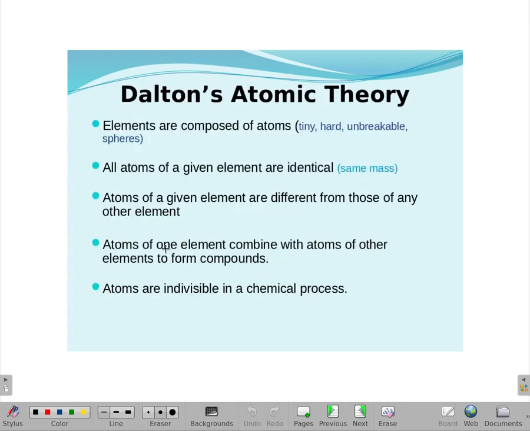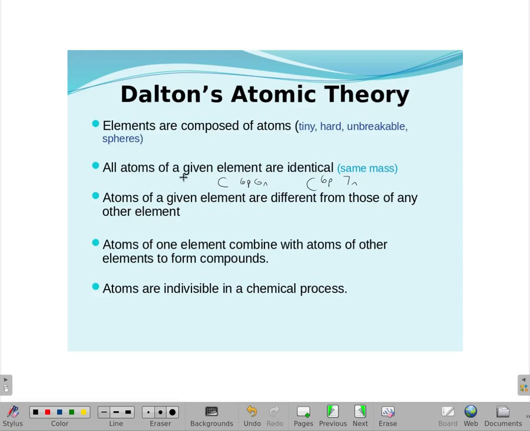Okay, so Dalton's theories are now accepted. There are minor little exceptions. So we say all atoms of a given element are identical. It's not necessarily the same mass. The masses vary. For instance, with regard to carbon, there are carbons that have 6 protons and 6 neutrons. And there are carbons that have 6 protons and 7 neutrons.